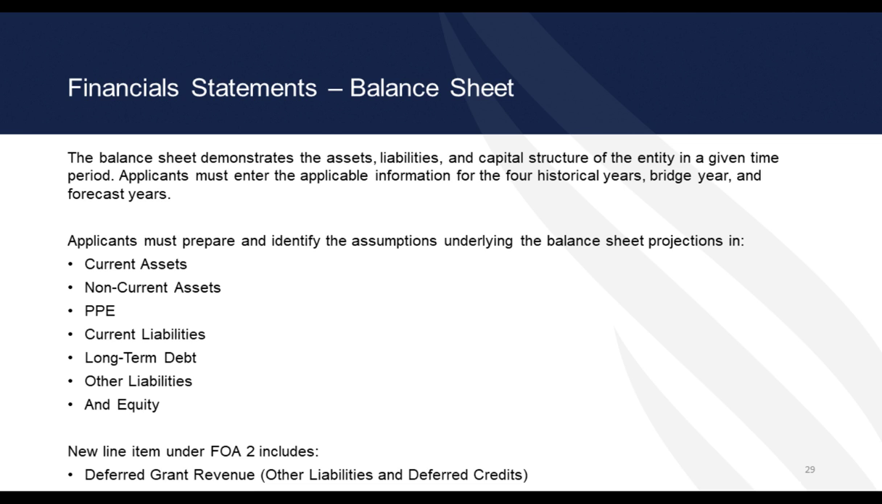Additionally, the agency will use the balance sheet in conjunction with other components of the pro forma to evaluate the FOA required compliance within the current ratio. Applicants must prepare and identify the assumptions underlying the balance sheet projections in current assets, non-current assets, PPE, current liabilities, long-term debt, other liabilities, and equity. The balance sheet also now includes a new line item under this FOA. Applicants will now record deferred grant revenue under other liabilities and deferred credits in accordance with RUS grant accounting policies.